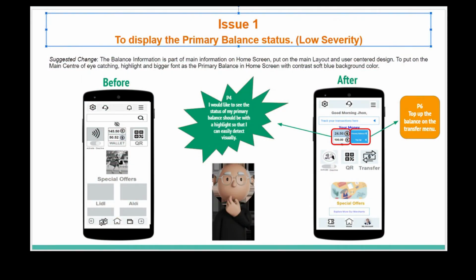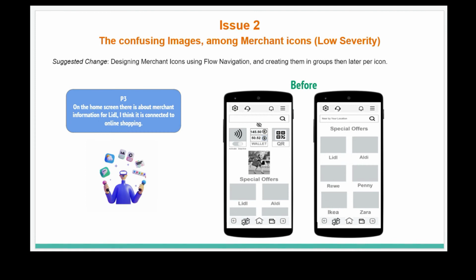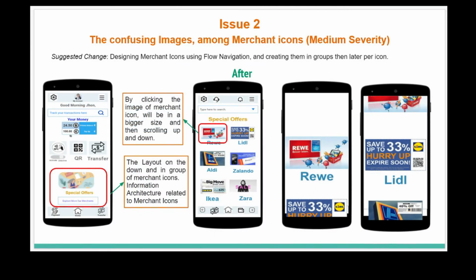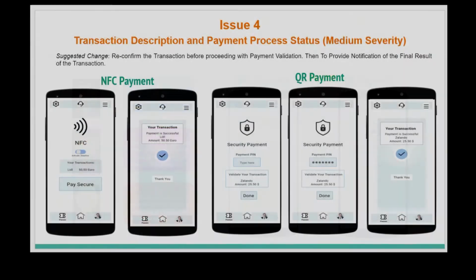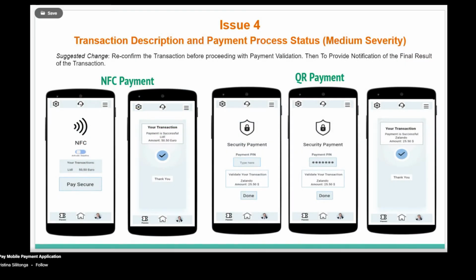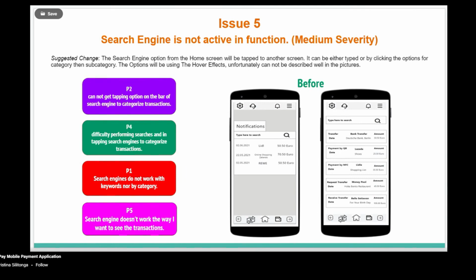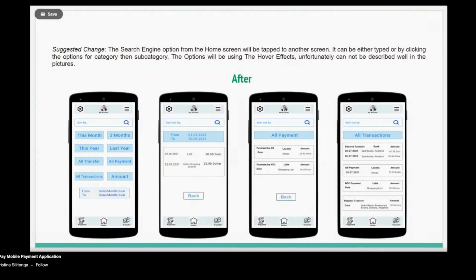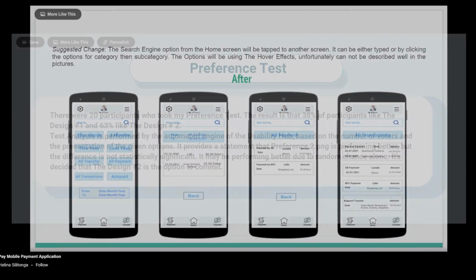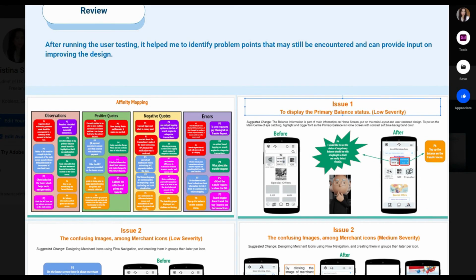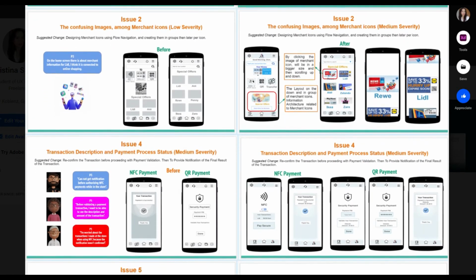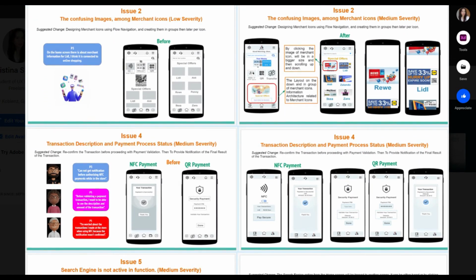Review. After running the user testing, it helped me to identify problem points that may still be encountered and can provide input on improving the design. Approval. After completing the application project, I sent the result to my tutor and mentor. This is to ensure that the product prototype is designed successfully and can be followed up into the development stage. If something doesn't work, I will make the necessary revisions until the app is viable and ready.